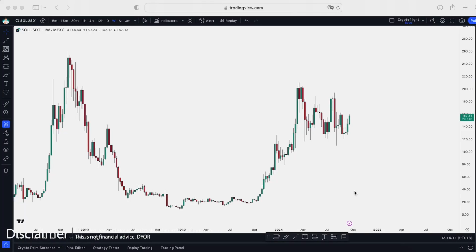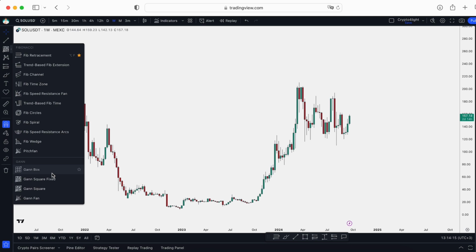Today we'd like to talk about Gann Box, Gann Square, and Gann Fan on TradingView. Let's dive in.